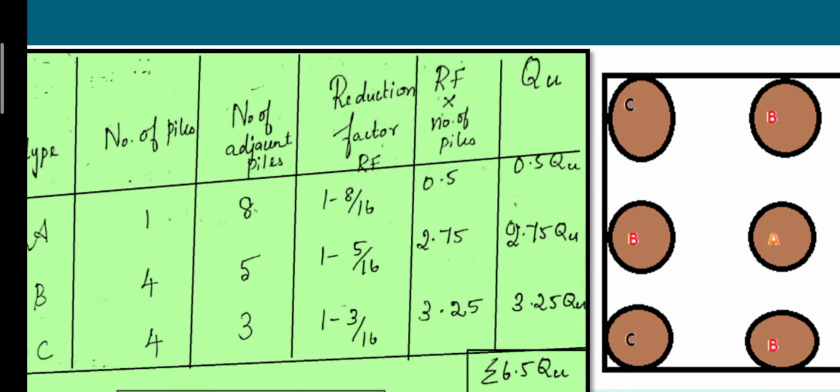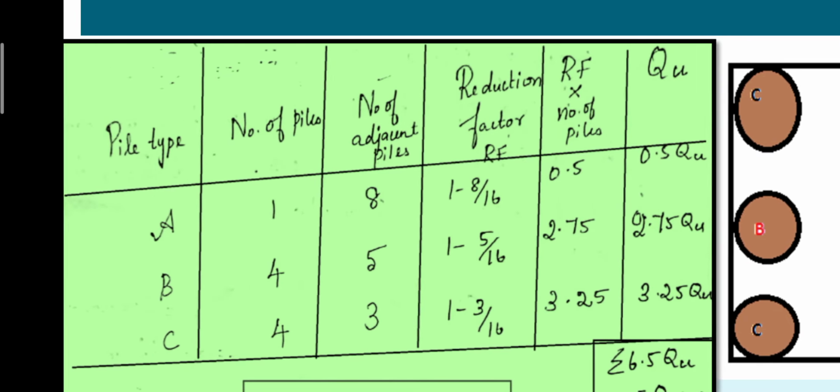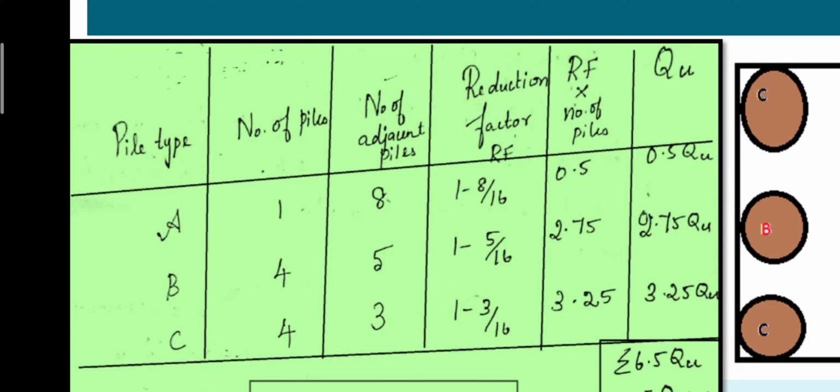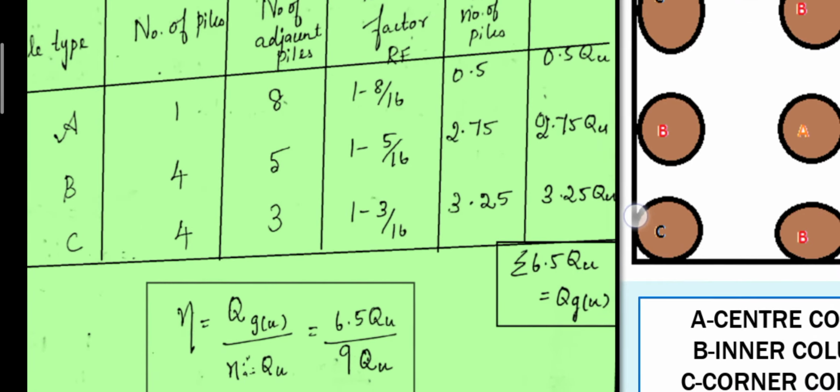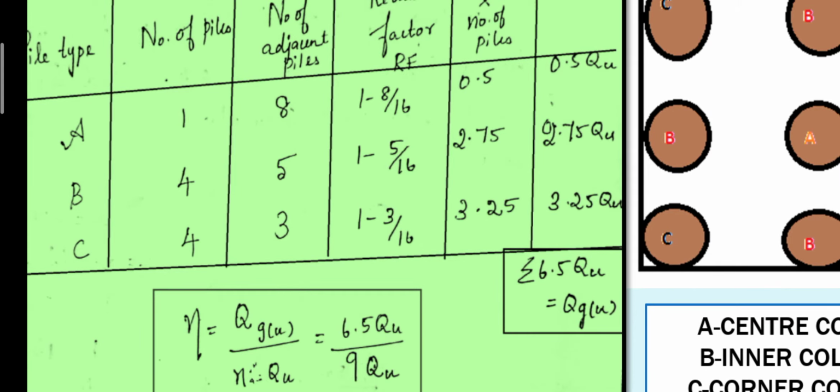Then QU. Multiply the fifth column by QU. That's all, the last column: 0.5 QU, 2.75 QU, 3.25 QU. Now you add all three, and you get the total pile group capacity QUG. So the summation is 0.5 QU plus 2.75 QU plus 3.25 QU, which is equal to 6.5 QU. This is the total pile group capacity QUG.